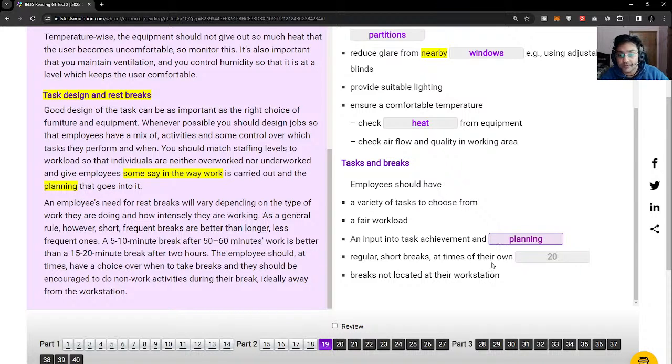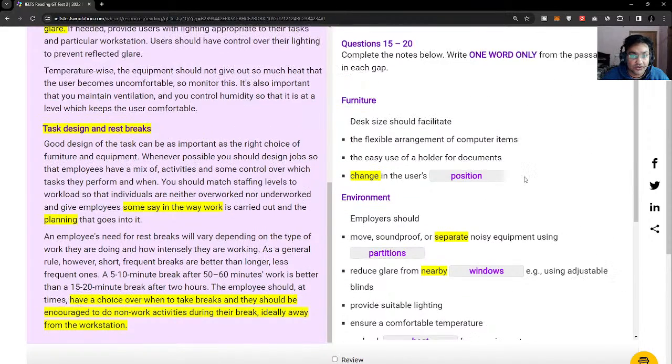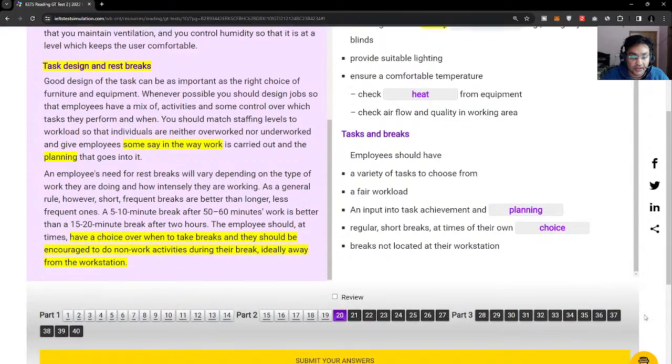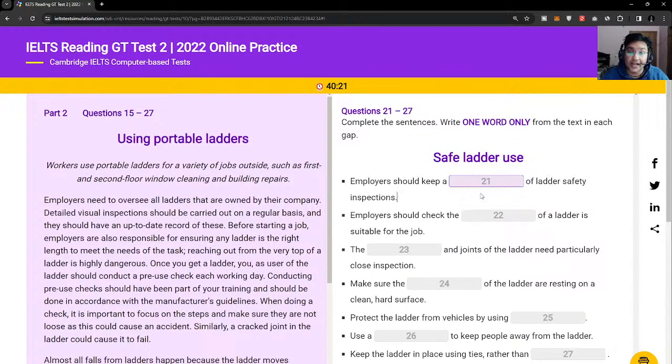Regular short breaks at times of their own. How intensely they're working depending, as a general rule, short breaks are better than longer. The employee should at times have a choice over when to take breaks. Should be encouraged to do this. So have at times of their own choice. And there we go. Heat, windows, partitions, change in the user's position. Nearby windows, heat, planning, and choice. Since there is choice, this is choice. Let's move on. Again, this is the same as the ones we did earlier.